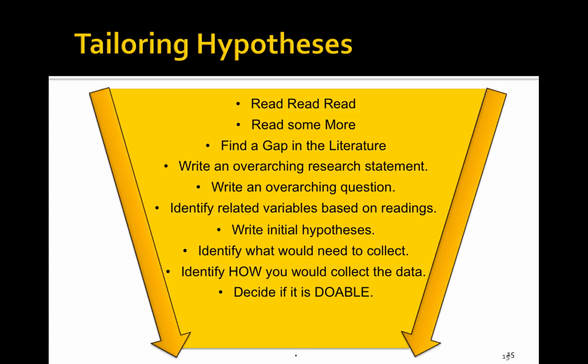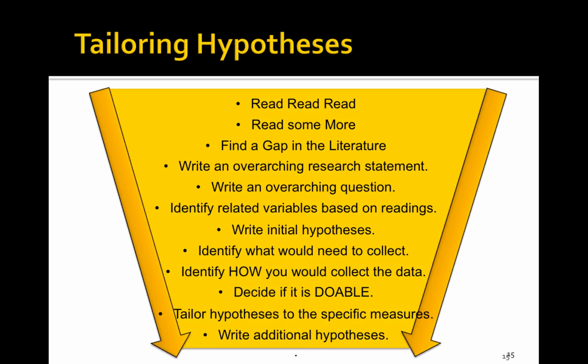You need to ask yourself if you're able to go and do some research on the population you have chosen. Do you have access to those participants? How hard will it be to gain access? How long will it take to gain access? These are important questions. Then you tailor your hypotheses to the specific measures that you found to use. And if you need to, you write additional hypotheses.